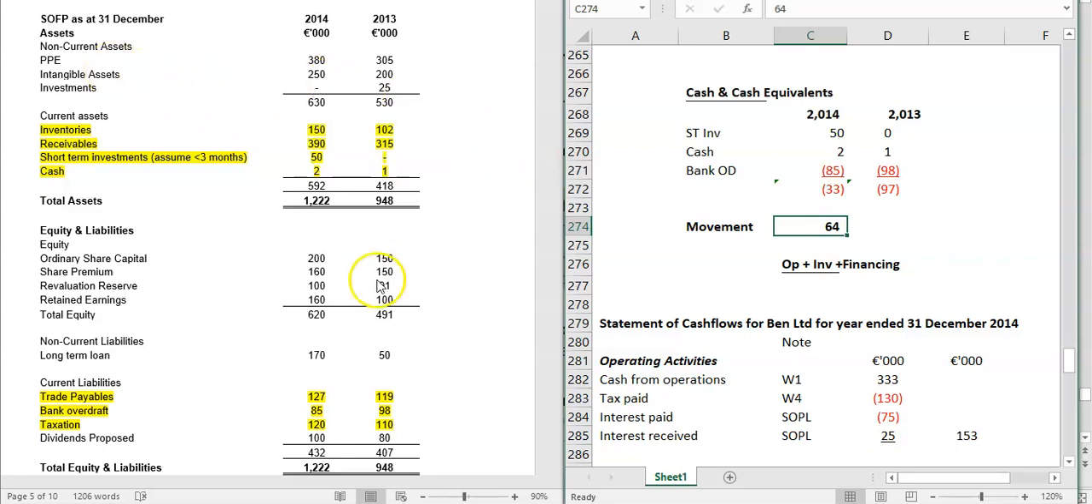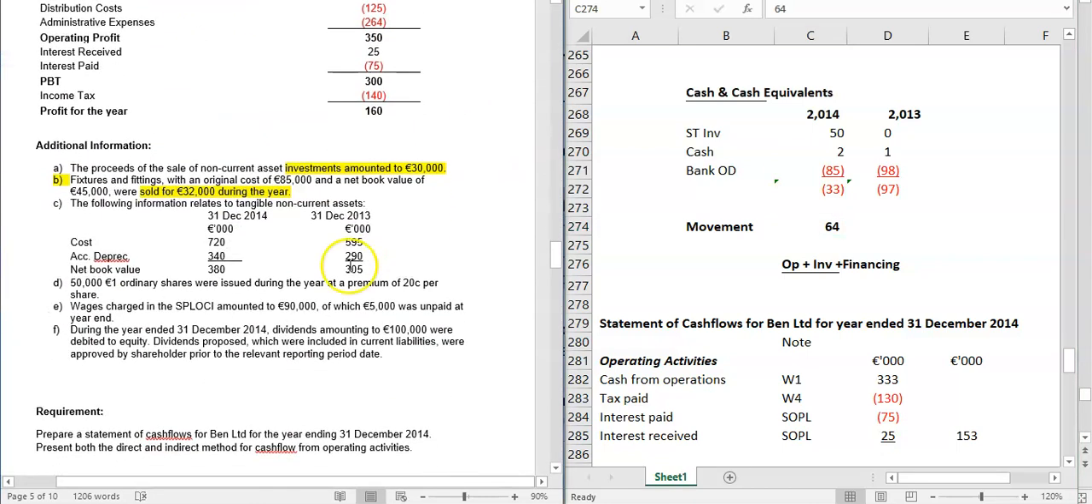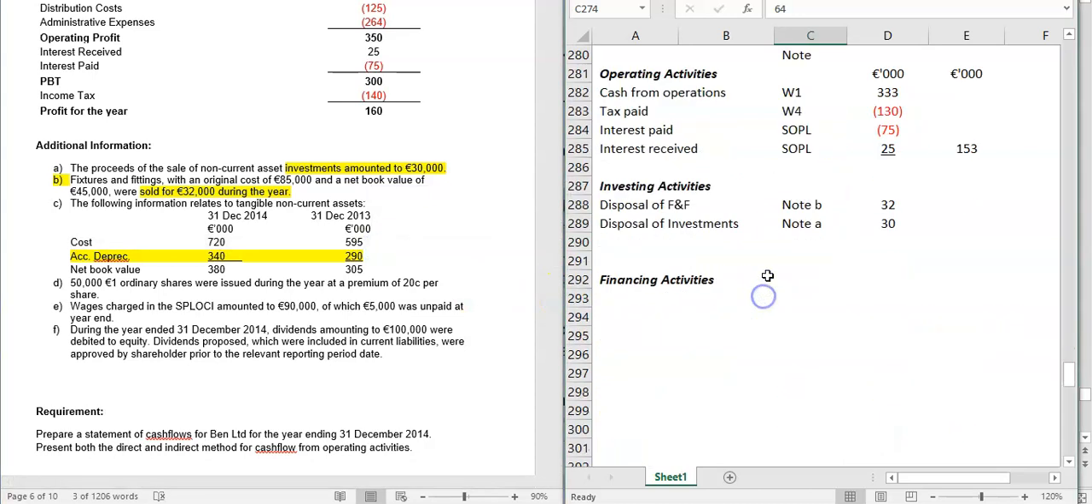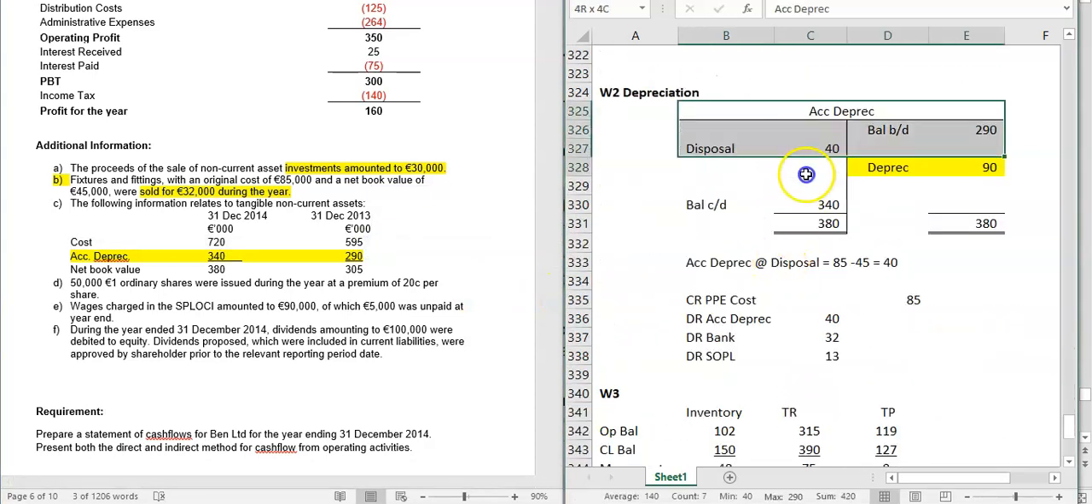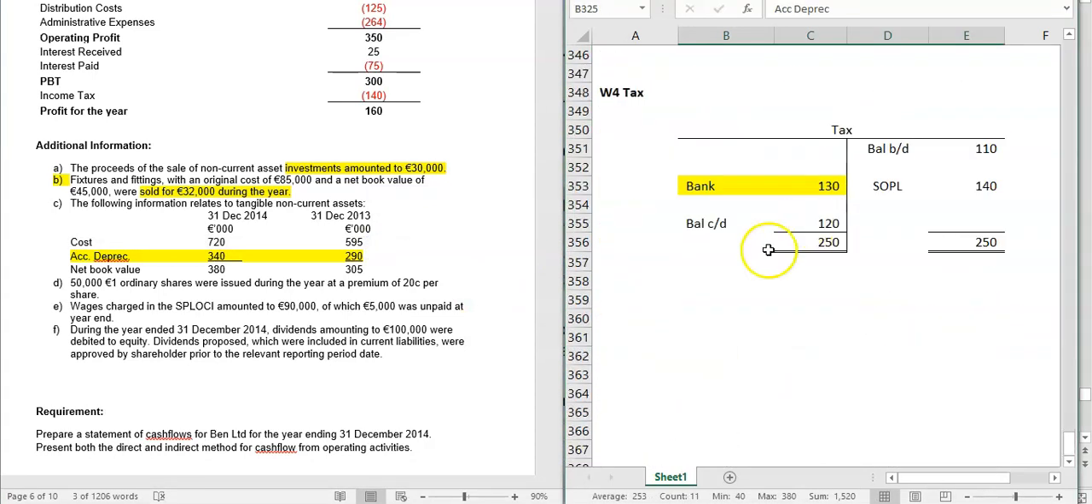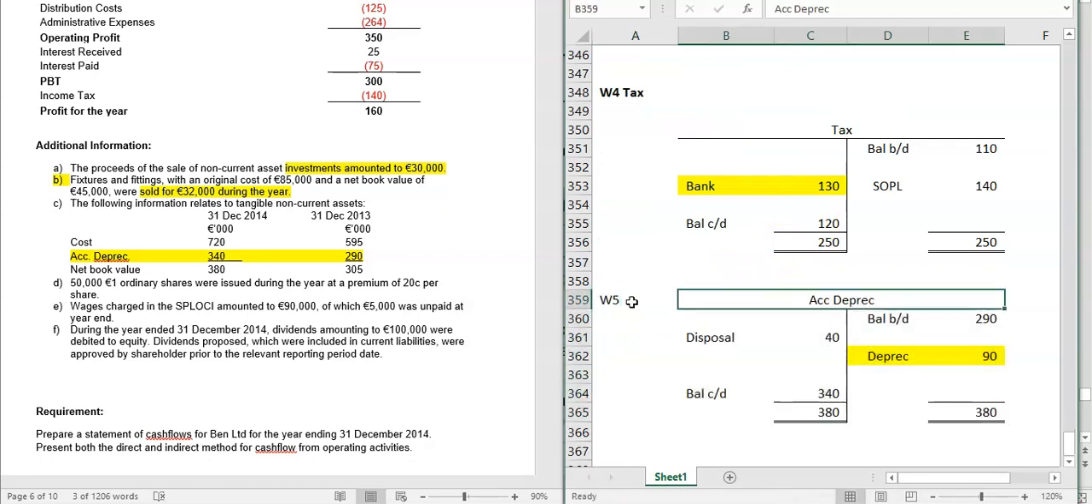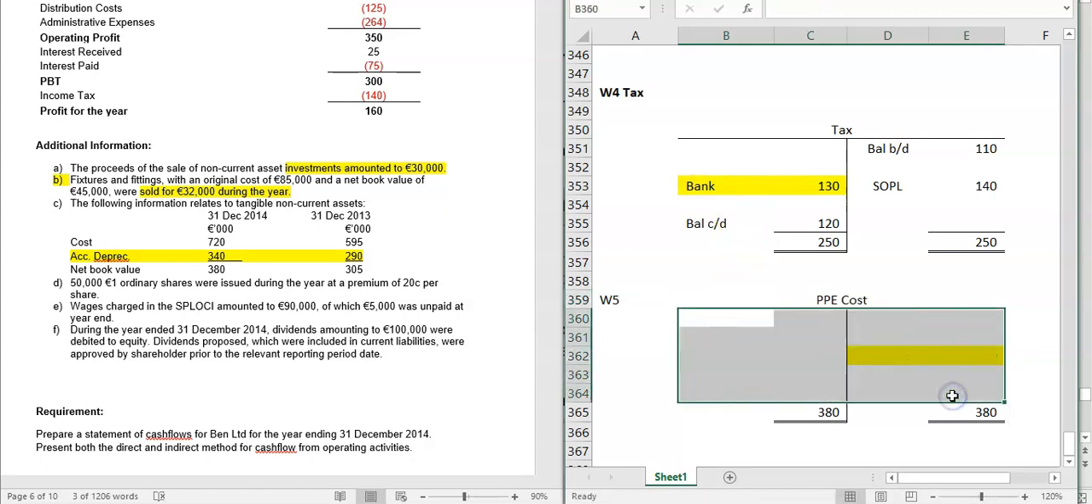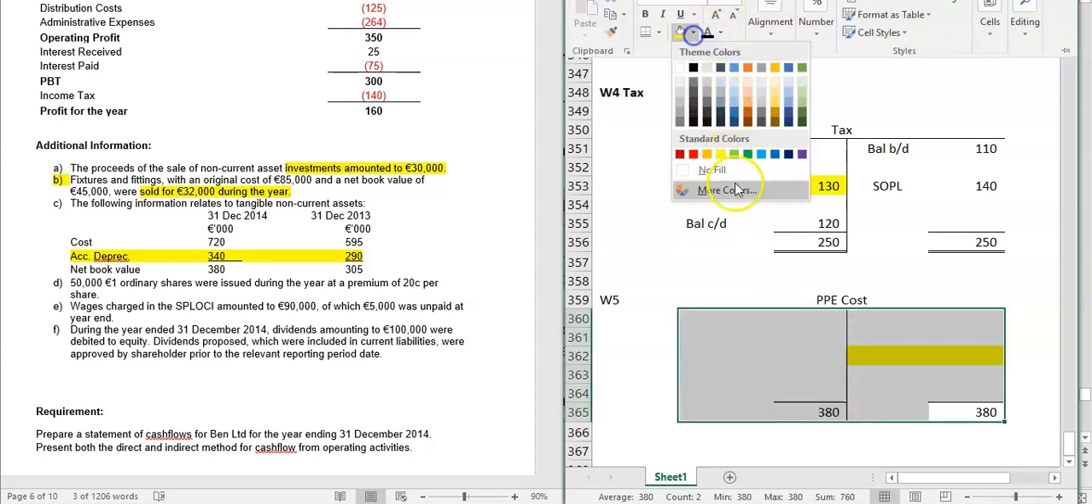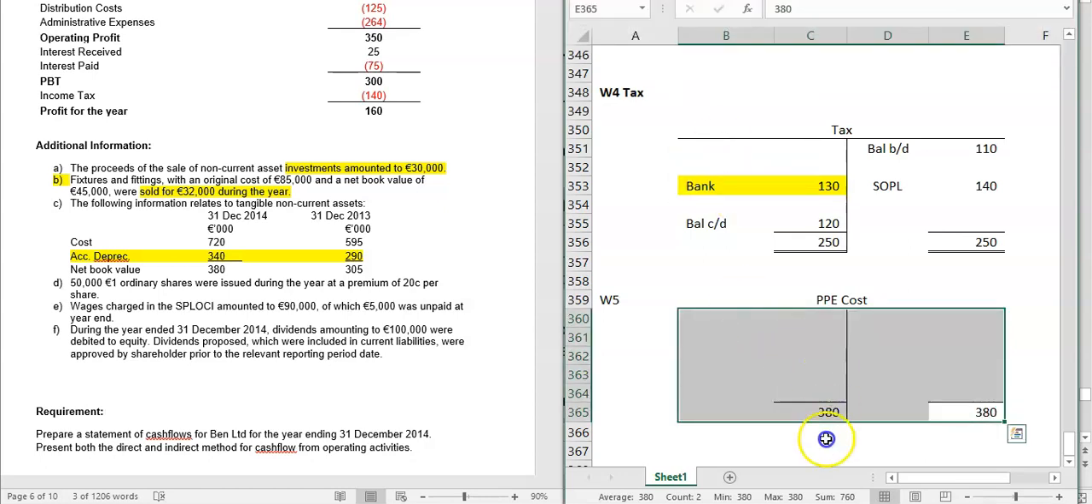So let's look at PPE. We have explained PPE accumulated depreciation. We haven't explained PPE cost. So this will help us determine what is the acquisition of PPE during the year. So we're going to look at here, working 5. PPE cost. So in some questions, like we looked at in class, you'll get PPE net book value. Here, they split PPE cost and net book value out separately.